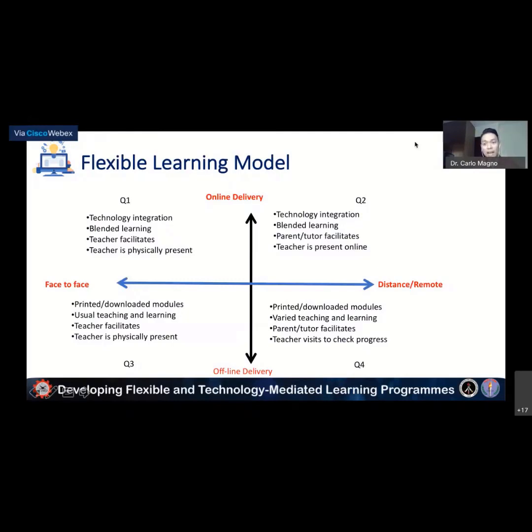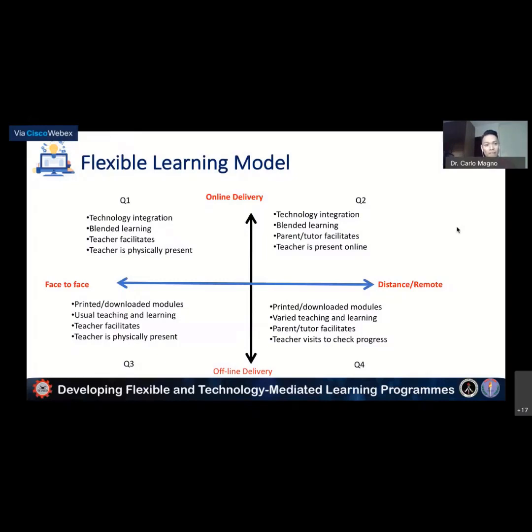The existing challenge now is how do we actually deliver modalities that belong in Q2 and Q4, the second quadrant and the fourth quadrant. The second quadrant entails that there's still technology integration because the learning materials are delivered making use of online mode. And there's blended learning because there's now a combination of the teacher presenting asynchronous and synchronous learning. The teacher is present online, and some of these materials, where the student will have to independently study on their own, are facilitated by the parents.